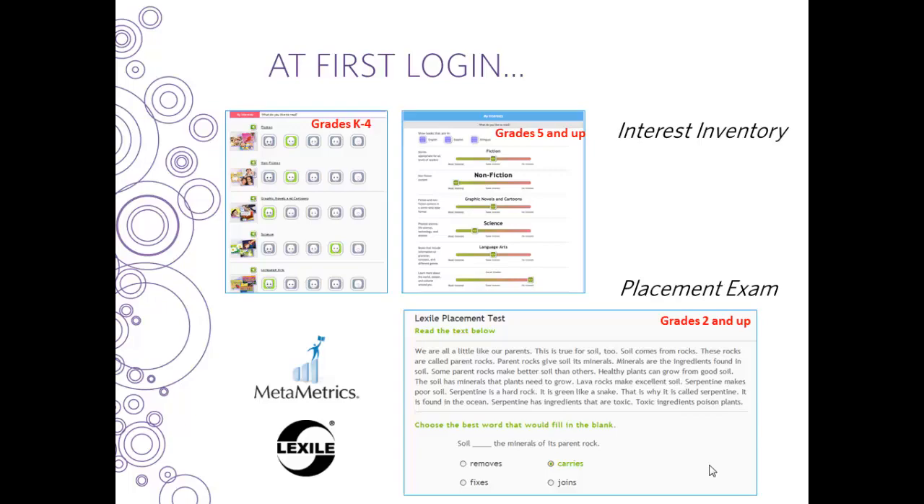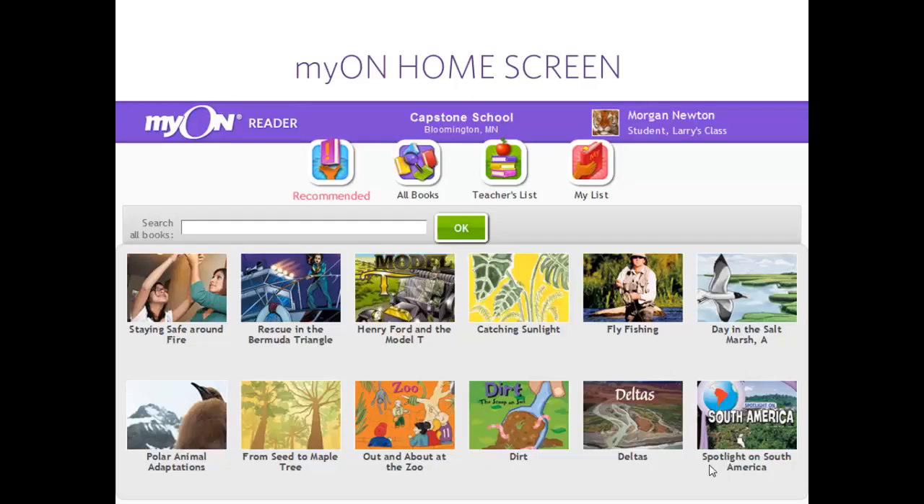Let's take a look at the myON collection. Here is the home screen. You can see the reader's name and school. There are 4 icons to take note of: Recommended, All Books, Teacher's List, and My List.